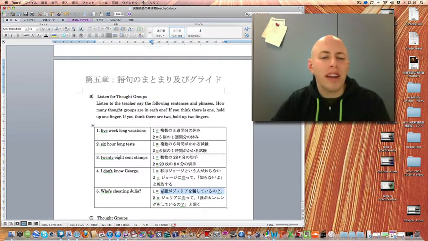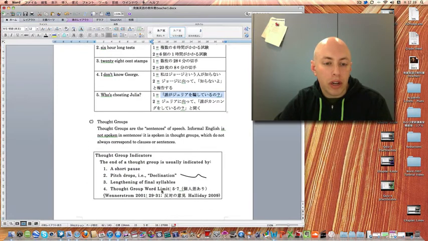Now, let me give you a definition of thought groups, or rather how to determine if there's a thought group at all. Here's what I want you to know.